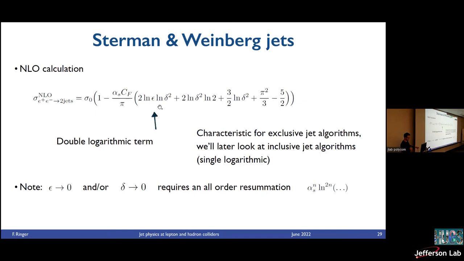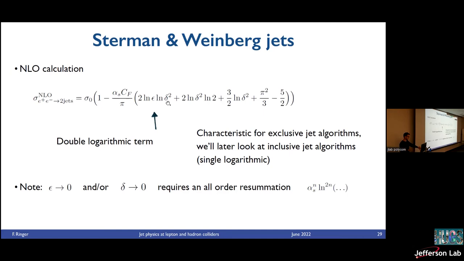It actually works for both. If I take epsilon to zero or I take delta to zero, then this cross section at some point doesn't make sense anymore, right? And so that gives already an indication of what we potentially have to do, which is that this computation here will eventually fail, right?